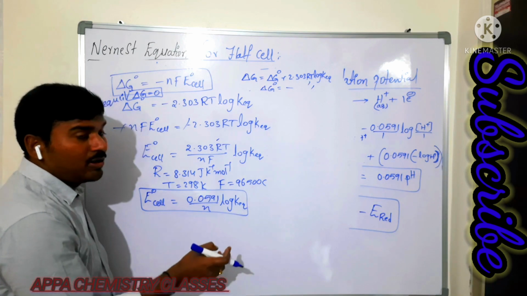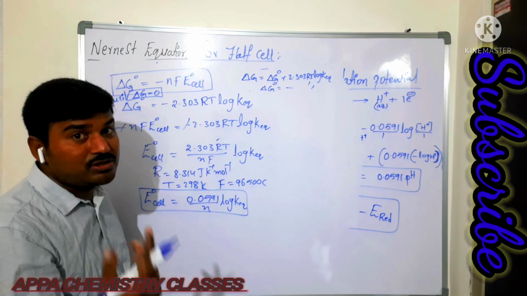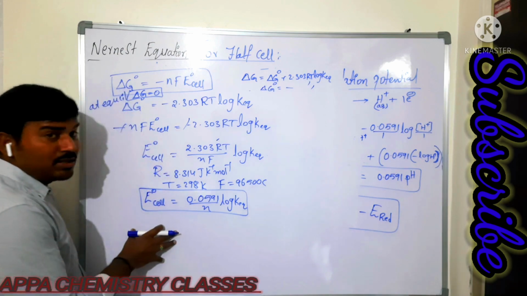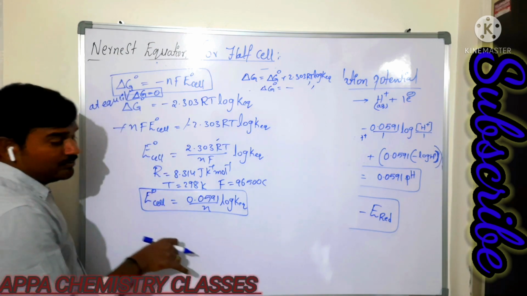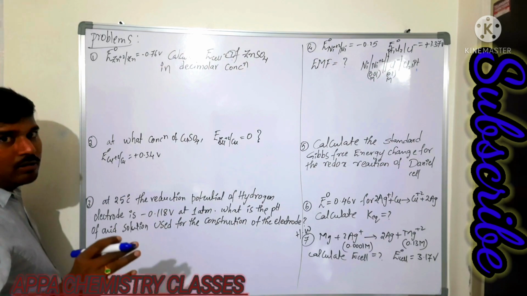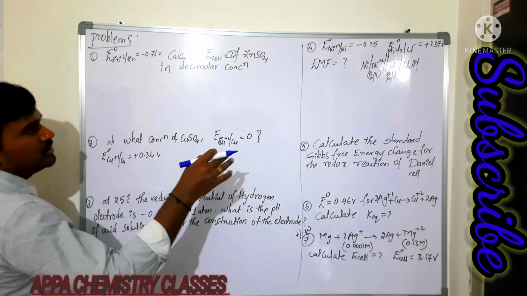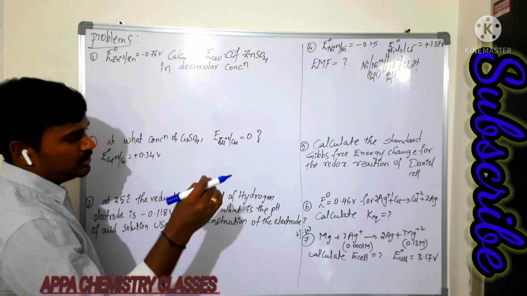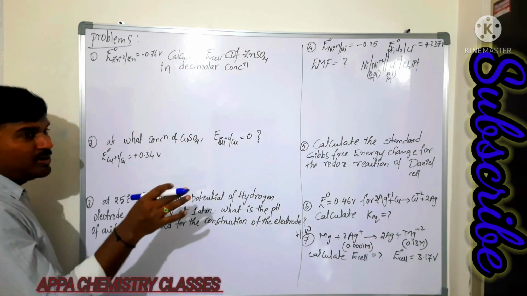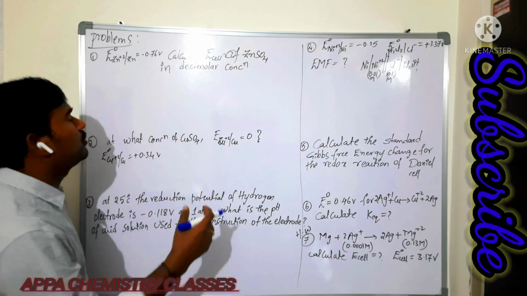If you know the equilibrium constant, you can know the concentration of product and reactant. Is that clear? We'll see some problems on it. Problems on Nernst equation and relation between Gibbs free energy and electrode potential and equilibrium constant. For each model, 1 or 2 problems I am going to explain.